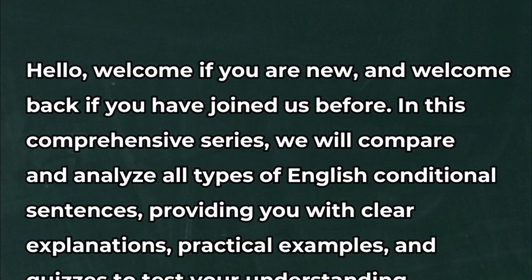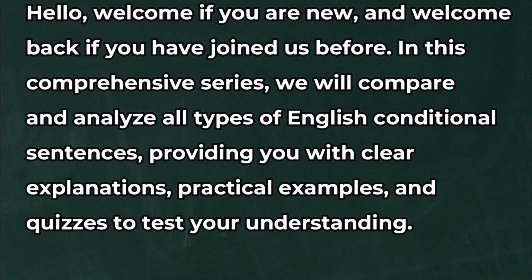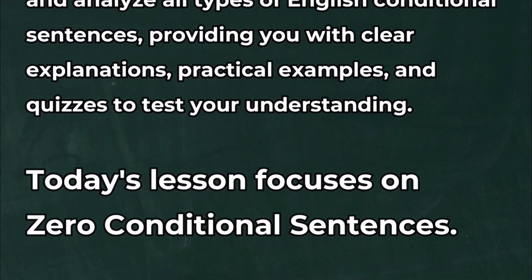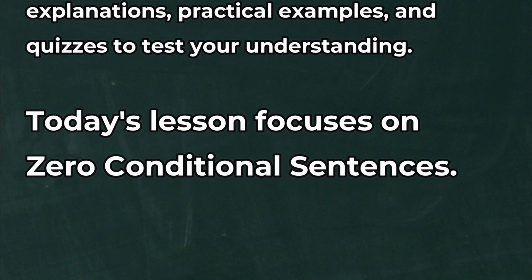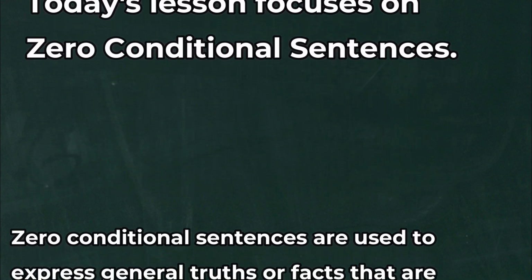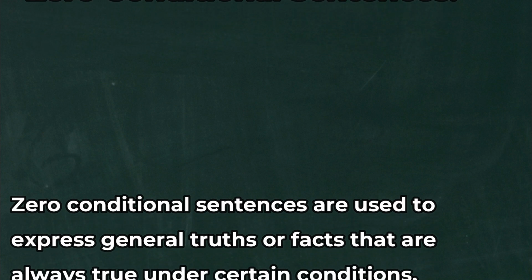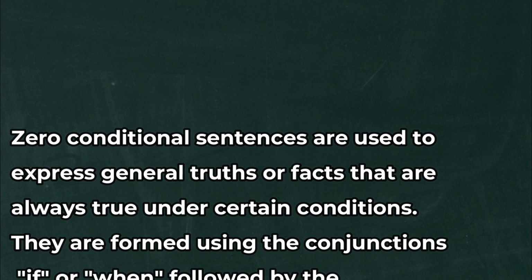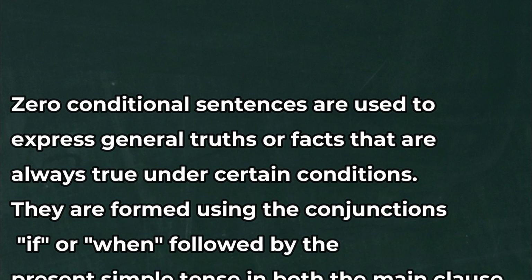In this comprehensive series, we will compare and analyze all types of English conditional sentences, providing you with clear explanations, practical examples, and quizzes to test your understanding. Today's lesson focuses on zero conditional sentences. Zero conditional sentences are used to express general truths or facts that are always true under certain conditions.